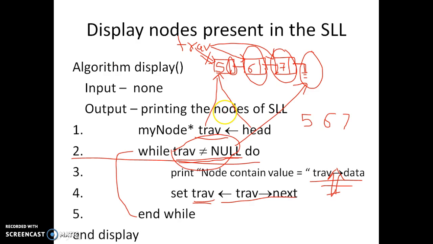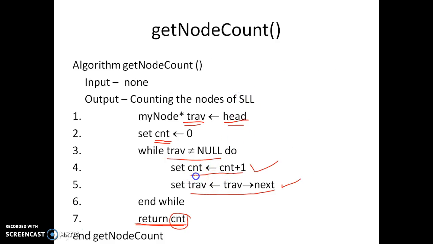So again, same thing, we are traversing the linked list. At each and every traverse we are incrementing the value of CNT. Okay, so this is another application of traversing a linked list and printing the total number of nodes present in the linked list.